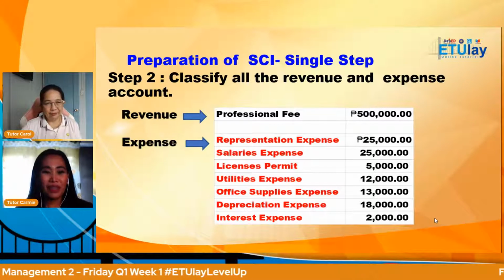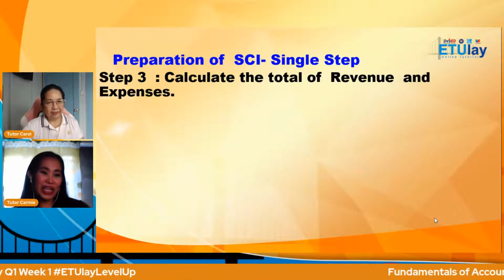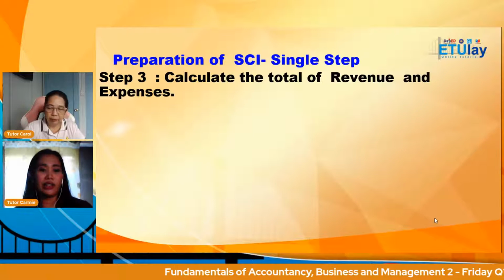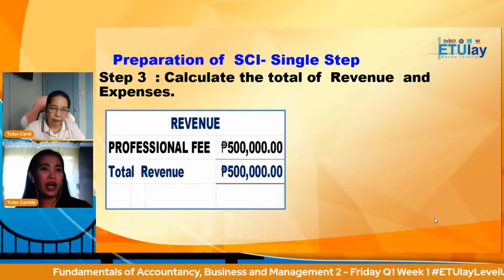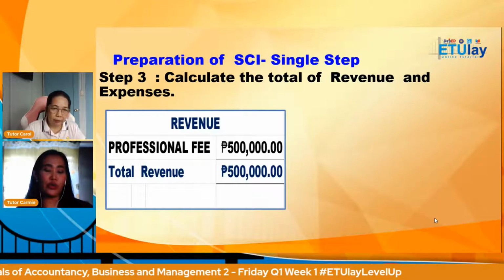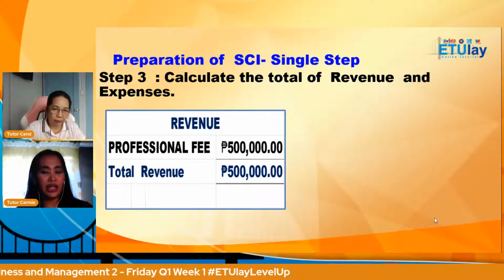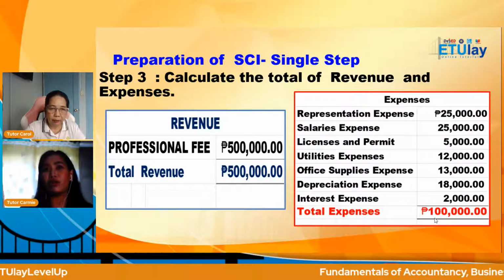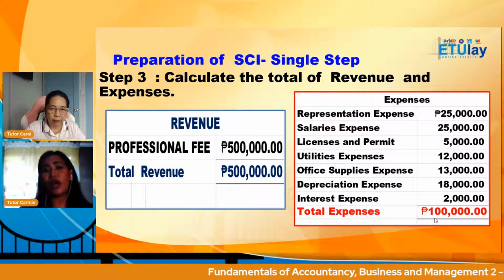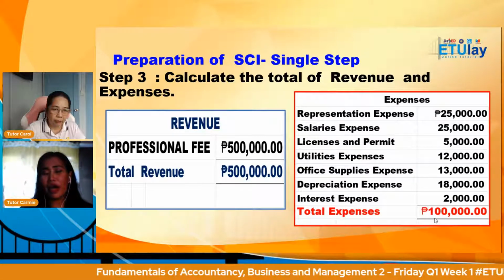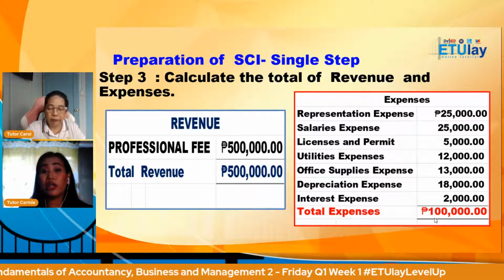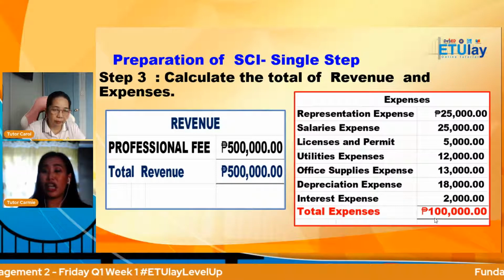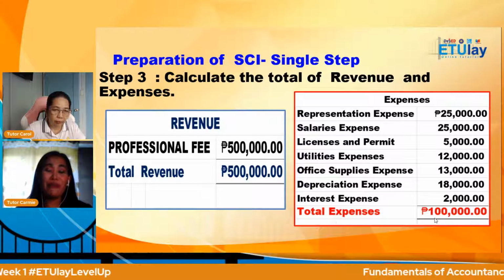Sige po. And let's have step 3. Calculate na po natin yung total revenue at expenses. Dito po napakadali po i-calculate kasi professional fee lang naman po ang kanyang means of revenue. Okay, so that is 500,000. And then po, yung expenses po natin, total lang po natin. Ang kagandahan po sa accounting, hindi mo kailangan gumamit ng scientific calculator. A basic calculator is actually pwede natin gamitin. Sa mga CPA board examination po, basic calculator po ang pinapagamit.